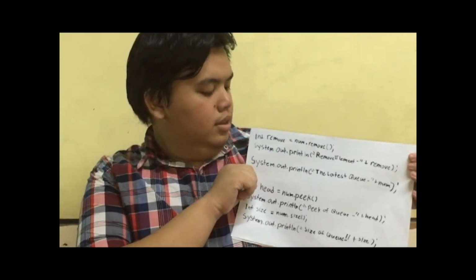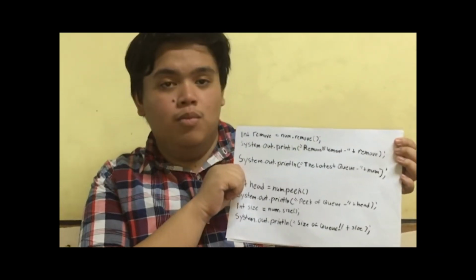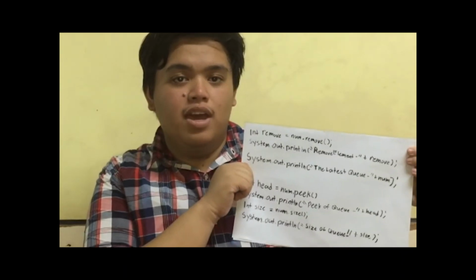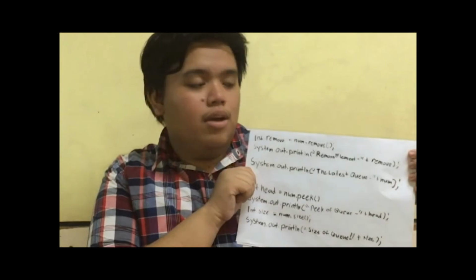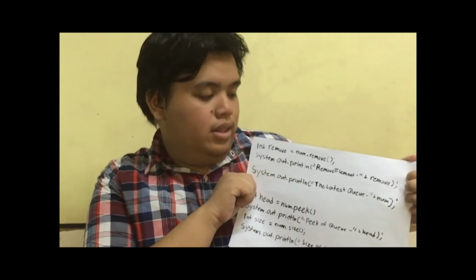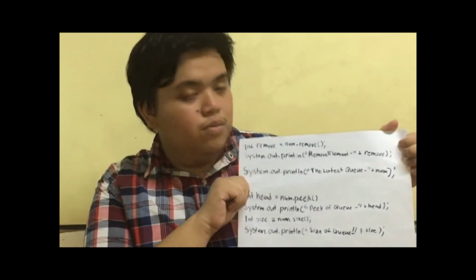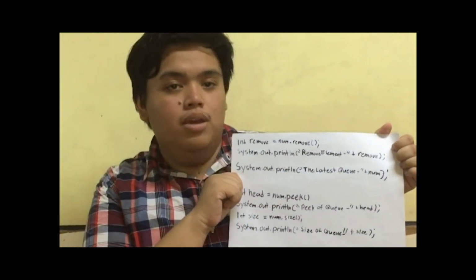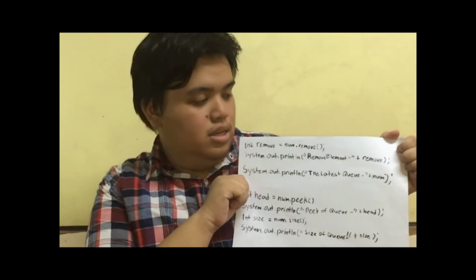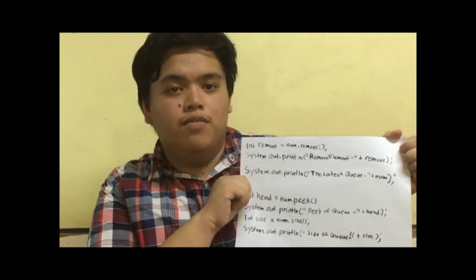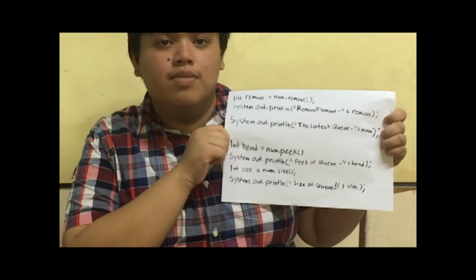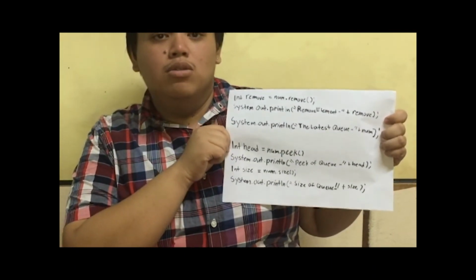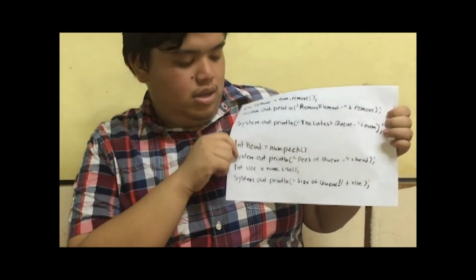Next, int remove = num.remove(). We use remove to remove the head of the queue. And we use System.out.println to display what element we removed from the queue. And another System.out.println to display what is the latest element of the queue. Next, int head = num.peek(). We use peek to view the head of the queue.